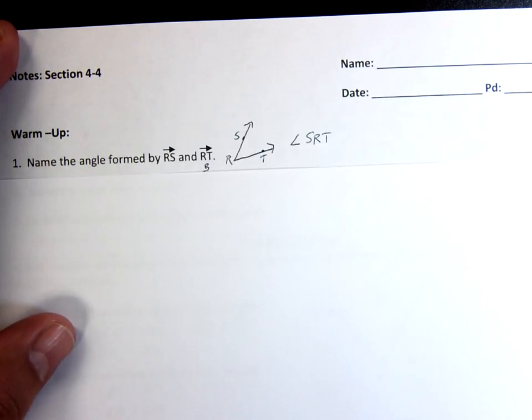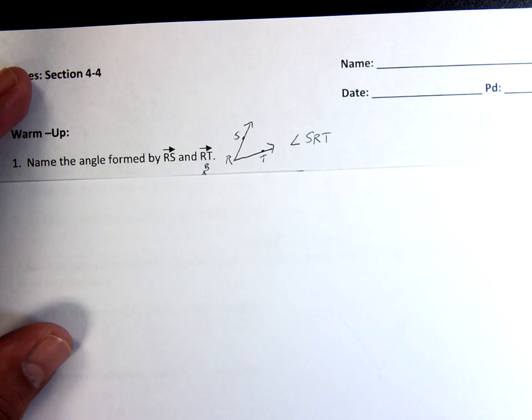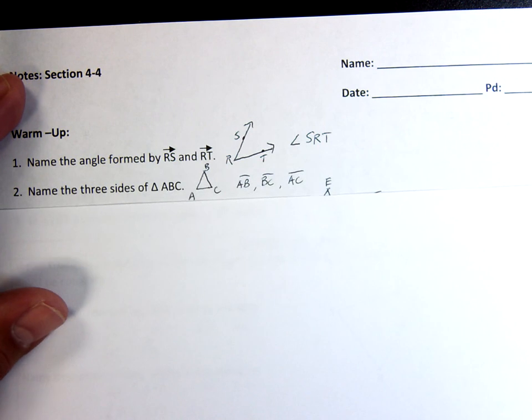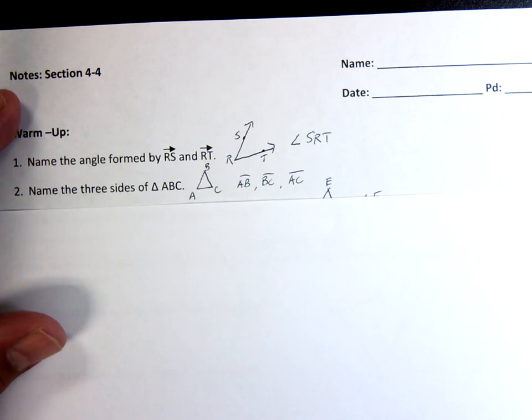Make sure you understand. First, name the angle formed by ray RS and ray RT. If I draw that, there's ray RS and ray RT. The name of that angle is SRT. Of course, you could have put TRS, or you could have also put angle R. Name the three sides of triangle ABC. Well, I drew it for you. There's triangle ABC, the three sides AB, BC, and AC.